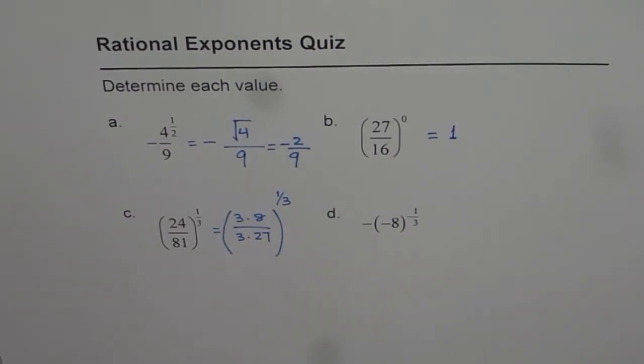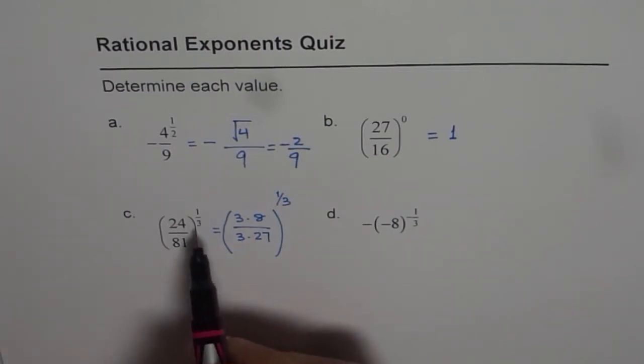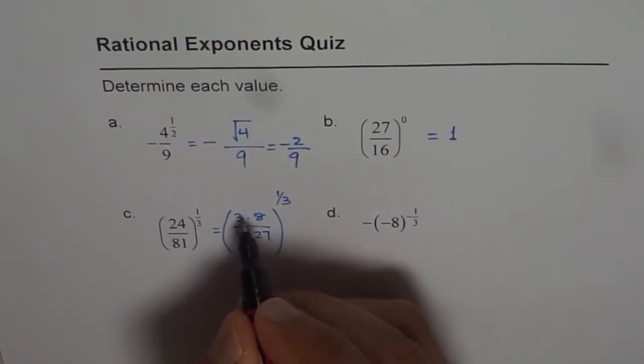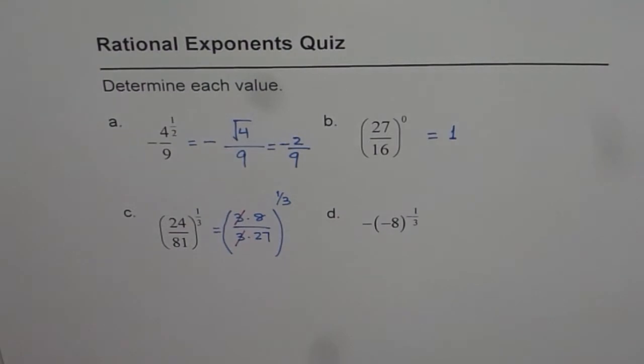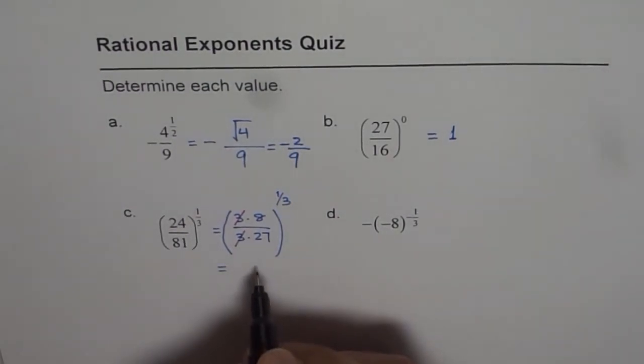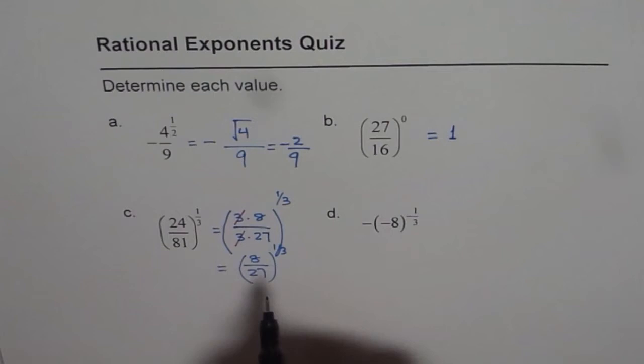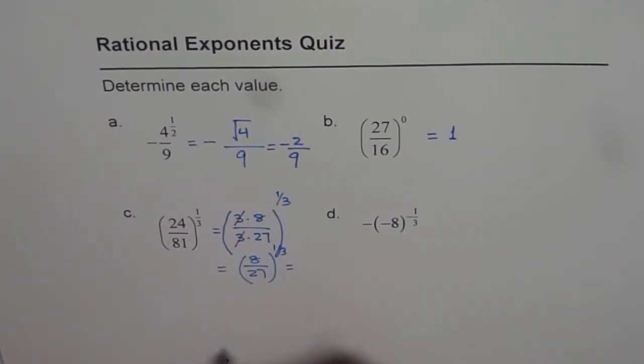Now 24 and 81 didn't have a whole number as a cube root, right? But this splitting up, writing 24 in factored form as 3 times 8 and 81 as 3 times 27, helps us solve this problem. Now 3 and 3 can cancel out and therefore we can write this rational number as 8 over 27 cube root. Do you see that? And that we know. Cube root of 8 is 2 and cube root of 27 is 3. So we get 2 over 3 as our answer. Do you see that? So I think that strategy which you learned now is kind of important as we move forward. Okay.